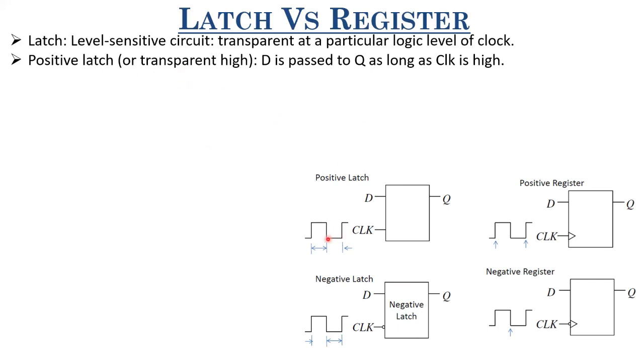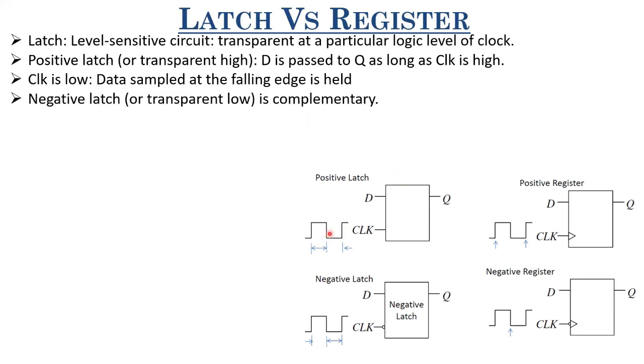Now what happens when the clock goes low here? Whatever data was there immediately before this, it's stored, it's held, it doesn't change. So whatever was the value of D immediately before this edge, when the clock was high, that is retained when the clock is logic level 0. So logic level 1 for a positive latch, D is transferred to Q. Logic level 0, the data is held. What data is held? The data which was sampled immediately before this clock edge. Similarly, for a negative latch, everything is complementary. It's a dual of it, right?